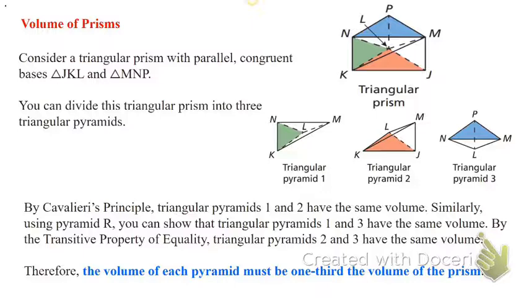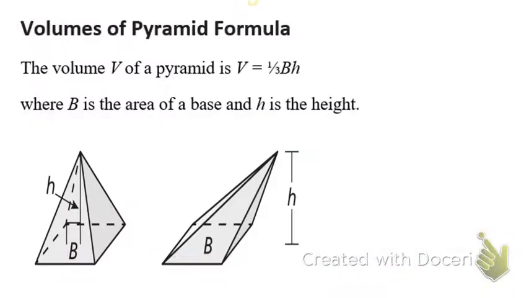So why did we learn that? Because that essentially is going to give us the formula for the volume of a pyramid. The volume V of a pyramid is 1/3 the base area times the height. So it's 1/3 BH, where B is the base area and H is the height.